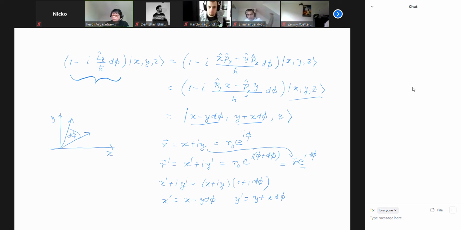We could, of course, work backwards from the wave functions, or from the state, but that is a bit more complicated. It's the same thing.